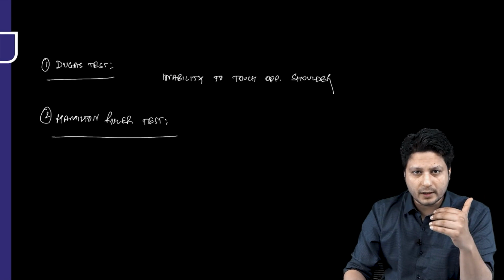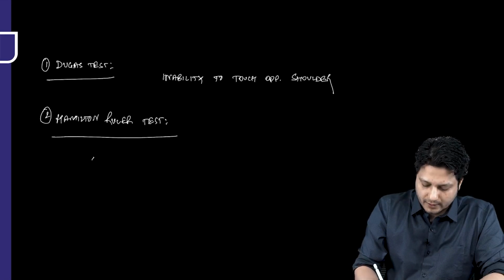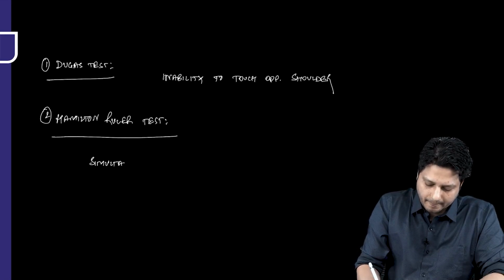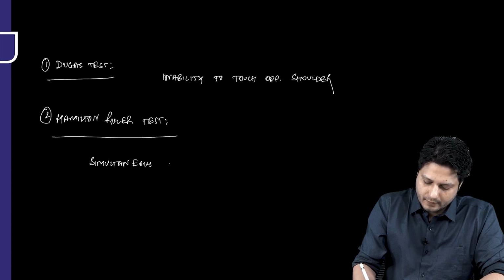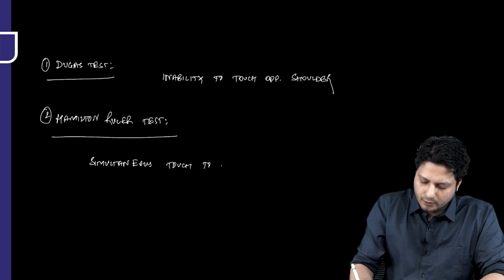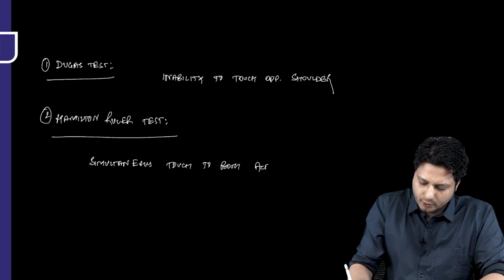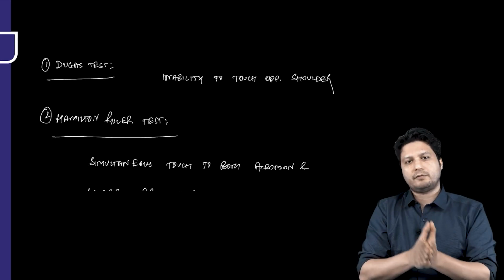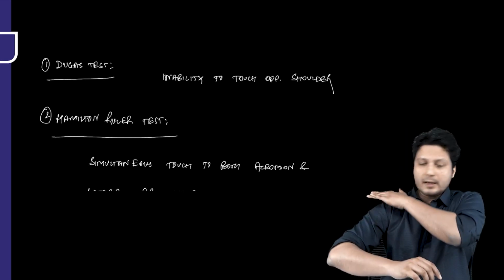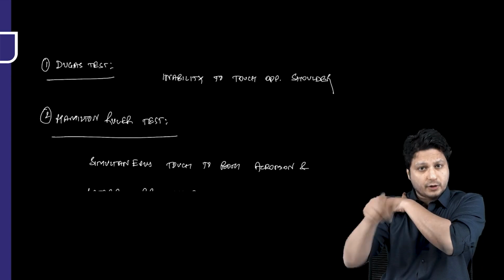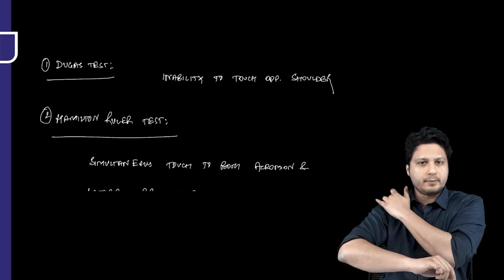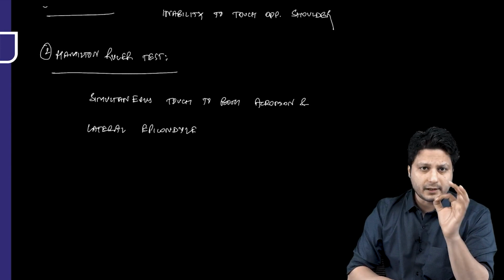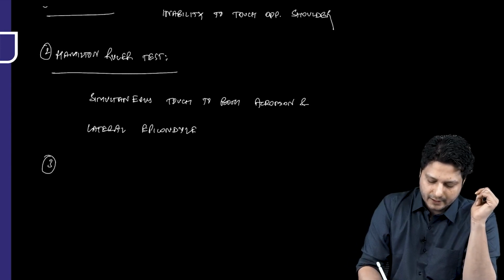So, in case of Hamilton ruler test, what you get in anterior dislocation of the shoulder is a simultaneous touch to both the acromion and lateral epicondyle. Alright. In a normal individual without any anterior dislocation, it is impossible to touch both the ends of the rigid ruler simultaneously with these two bony prominences. Alright. So, that is Hamilton ruler test.